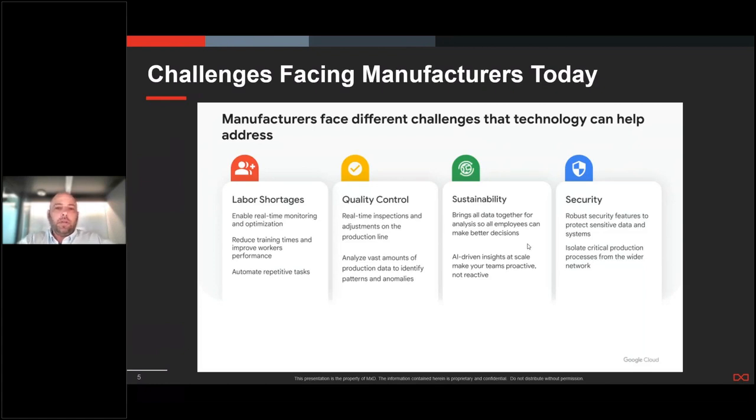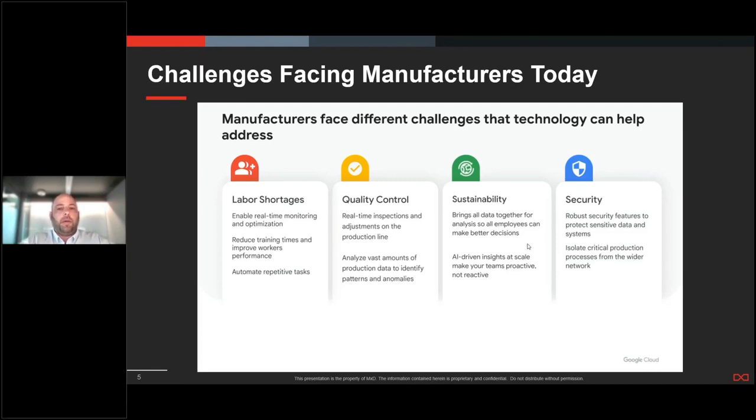Second, ensuring consistent product quality is a constant challenge for manufacturers. Edge computing can enable real-time quality inspections and adjustment on the production line. This could be coupled with generative AI to analyze vast amounts of production data to identify patterns and anomalies that might indicate quality issues, with the natural language interface allowing for early intervention and prevention.